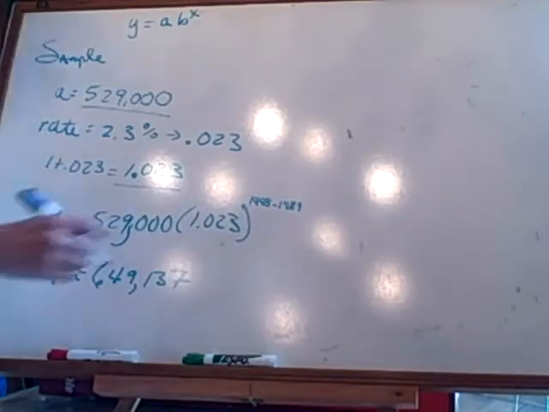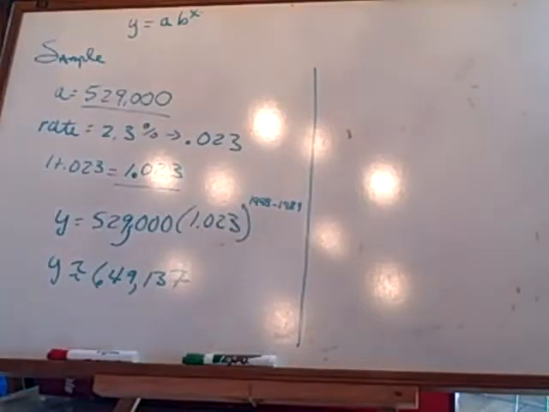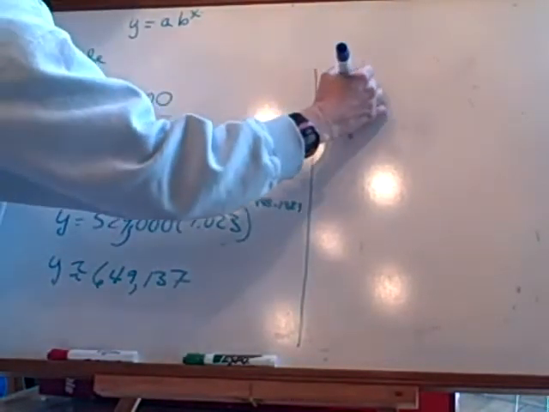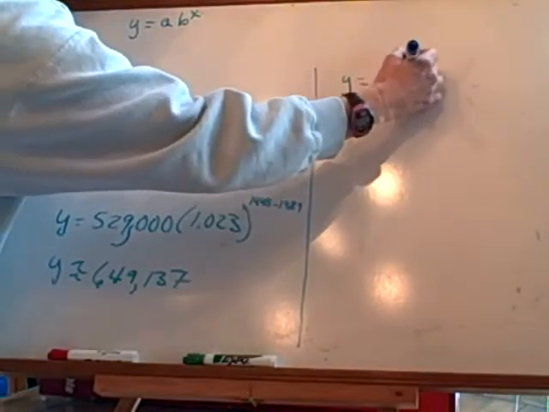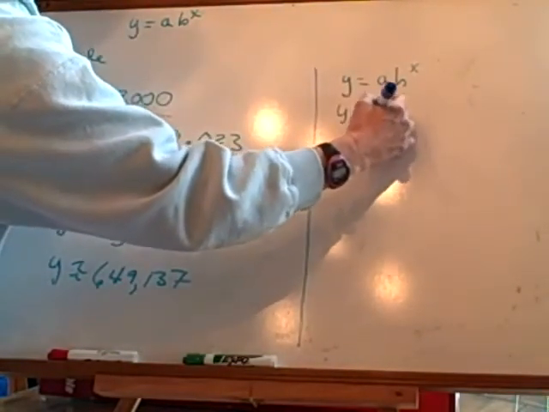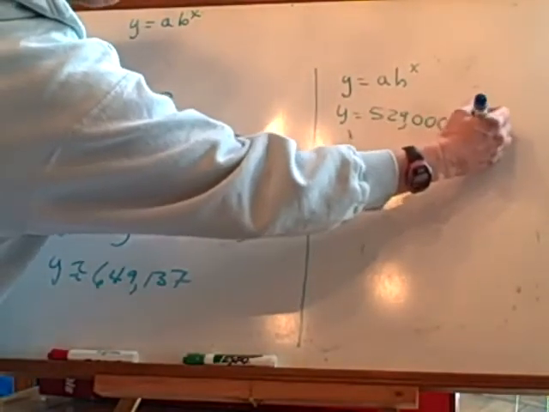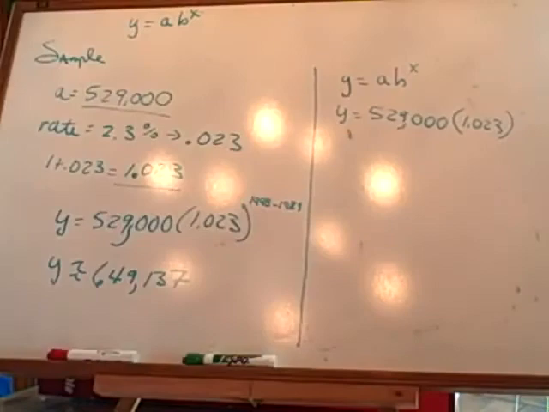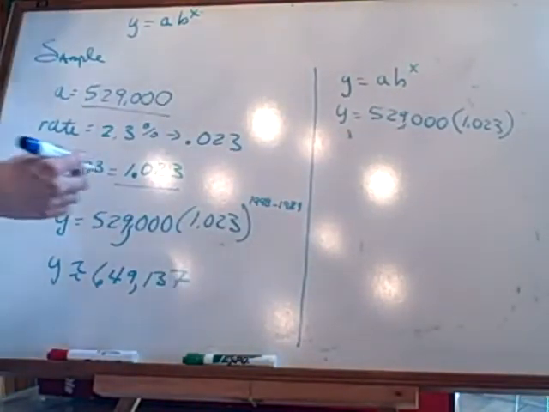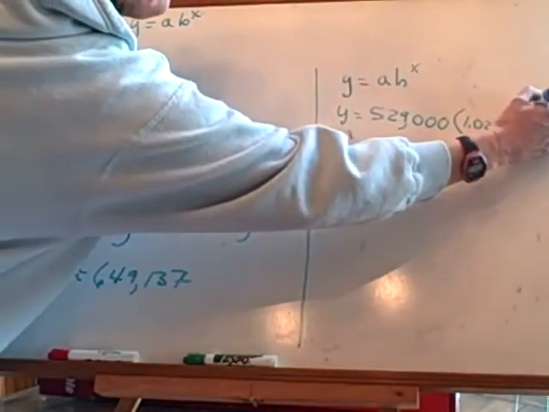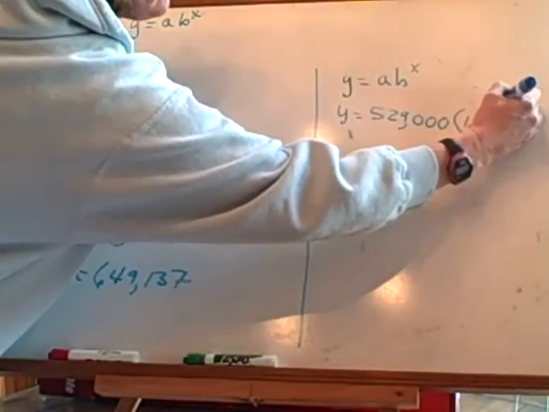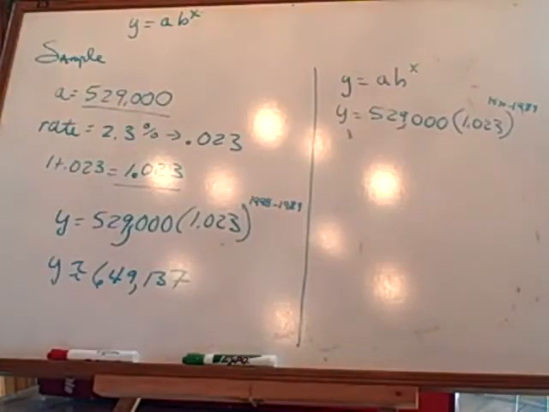Let's look at part B. It wants to know the population in 1970. Well, we're going to start the same. We've got Y equals A times B to the X. We know that our initial value was given as 529,000. We know that our growth factor is 1.023. Okay, what year did we start? It started in 1989. Well, 1970 minus 1989. So what's that going to give us for an exponent there?